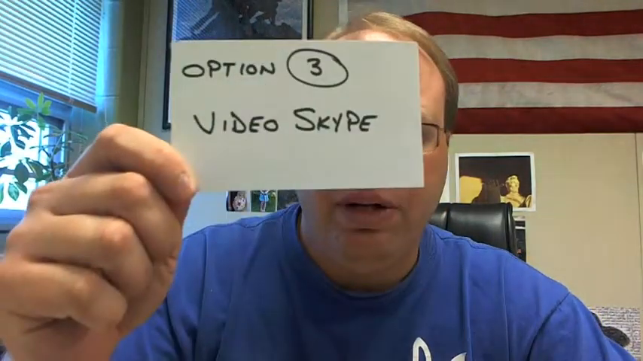Option 3 is a little bit different. Option 3 is a video Skype, and it is possible to do video Skype with multiple people, but the option here for video Skype would be if you don't want to do a Google Hangout, but you would like to do kind of like a one-on-one discussion with the instructor.